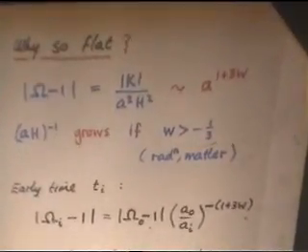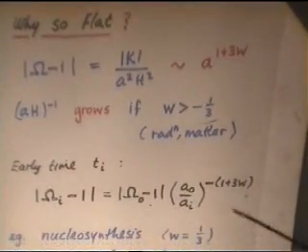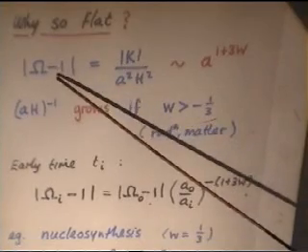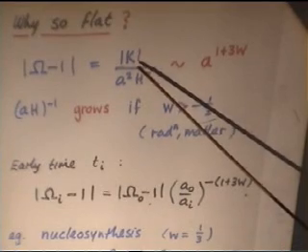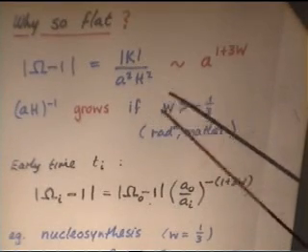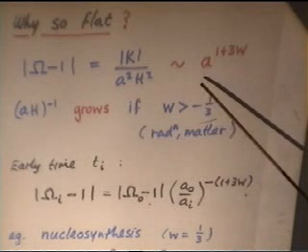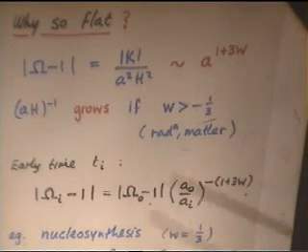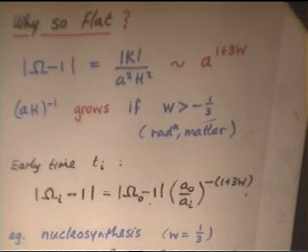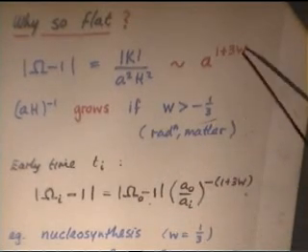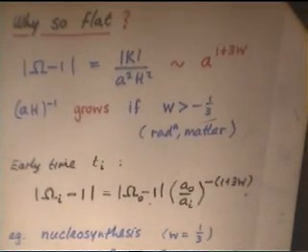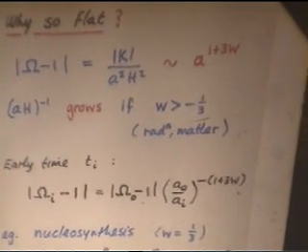So if we write the Friedmann equation in normalized form, the difference between the total density parameter and 1 in magnitude is given by the magnitude of the curvature parameter over a squared H squared. And this evolves roughly like a to the power 1 plus 3w. Now, what that means is that this quantity 1 over aH is growing as long as w is greater than minus a third, which includes the standard cases of radiation and matter-dominated eras in the universe.